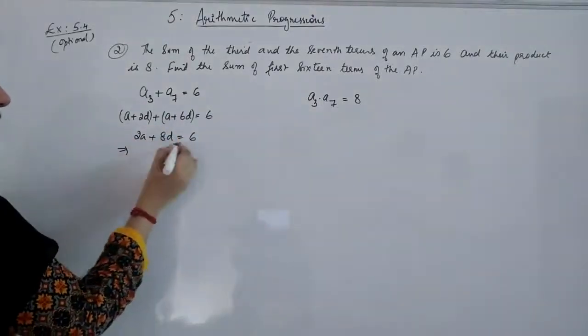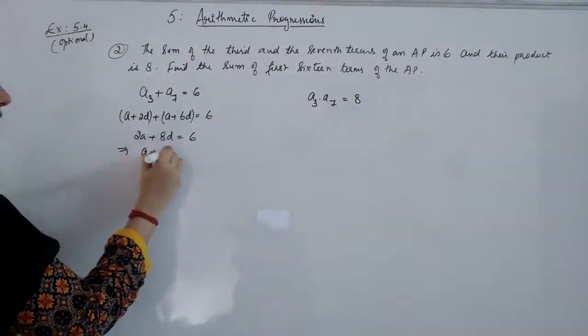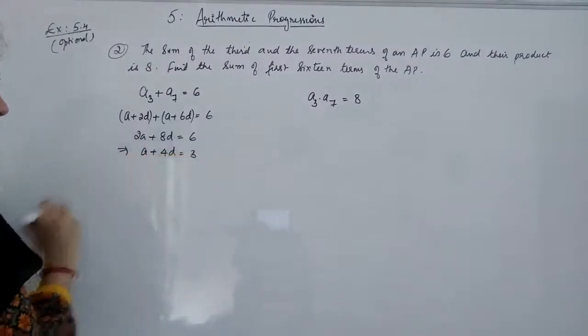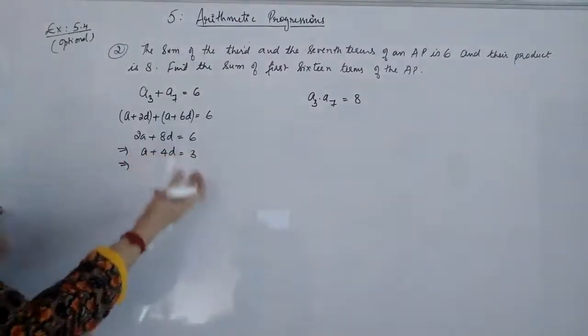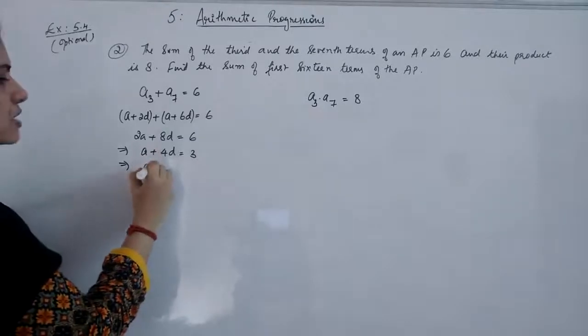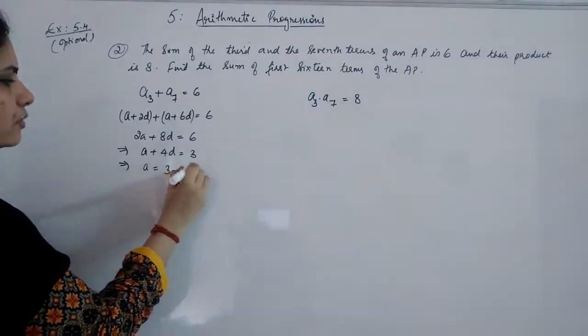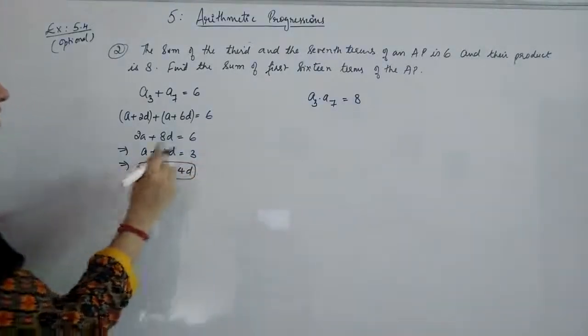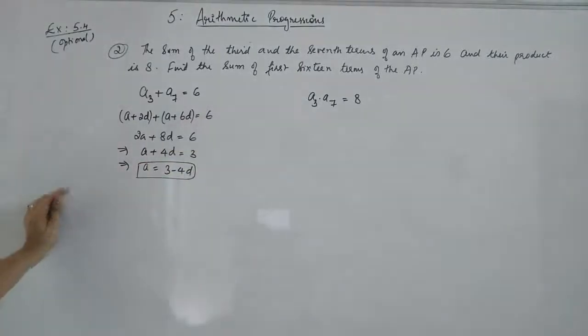Or else, if you have something in common, you can just cancel. So you will get a plus 4d is equal to 3. From here you are finding out one of the variables' values. Suppose a is equal to 3 minus 4d. Keep it like this. We are just using the other concept that is given in the question.